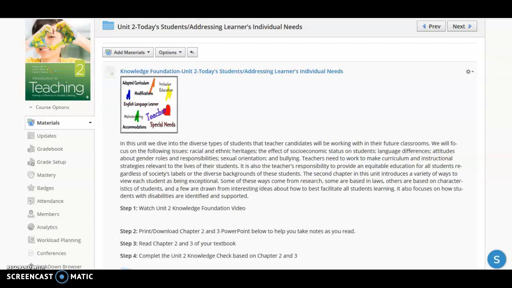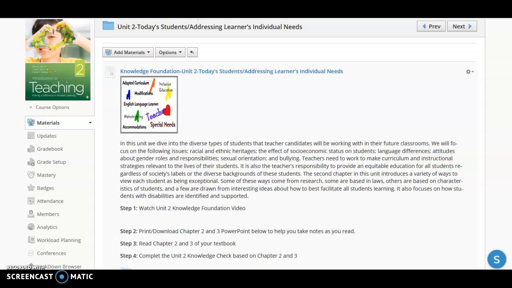We're going to take a look at attitudes regarding gender roles and responsibility, and get a glimpse into how a person's sexual orientation can impact what occurs at school, especially in regards to bullying, and bullying as an overall topic. So you need to know all of these things about who your students are in order to better serve their needs. And then in the second chapter, we're going to take a look at how we begin to view students, and how we view each of them as being exceptional and unique in their own ways.